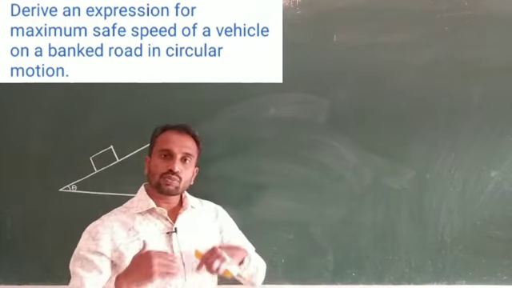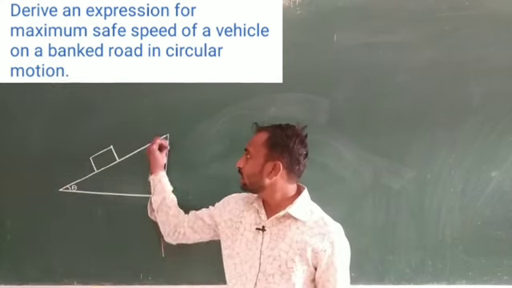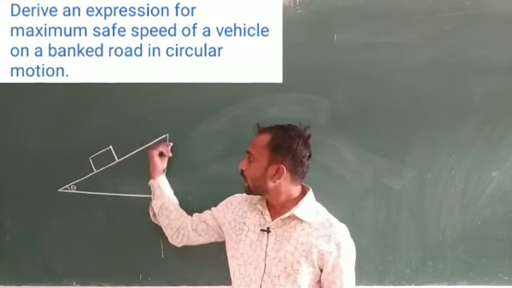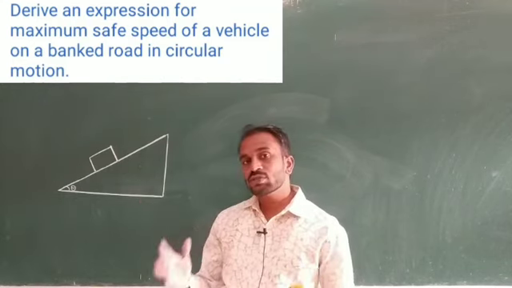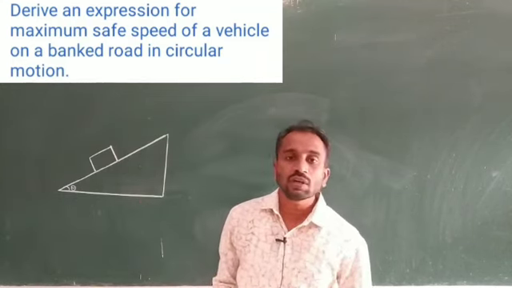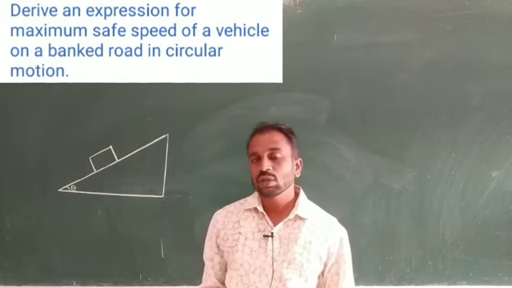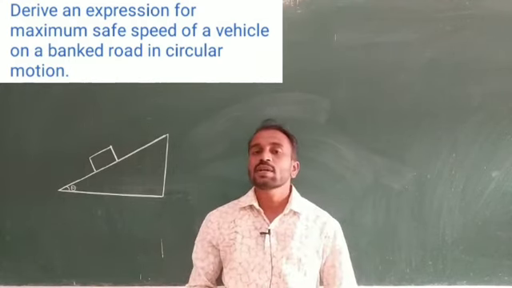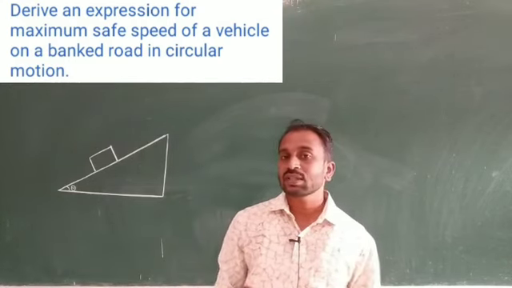So to provide centripetal force, the outer edge of a road slightly increases. The height of the outer edge of the road slightly increases. This we call banking of a road. The necessity of banking of a road is to provide centripetal force to a vehicle.